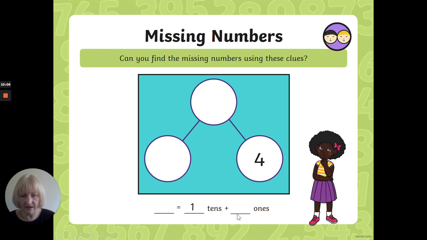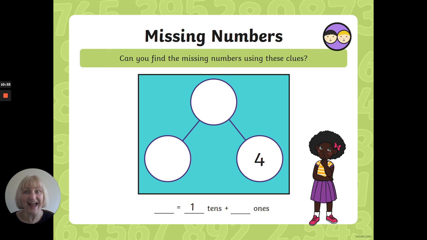And down here it says something. The whole number is the same as 1 10 and ones. So we've just found out that there is a 1 10. So maybe we could write 10 in that cherry diagram and find out what the whole number is. Have a go and then come back.